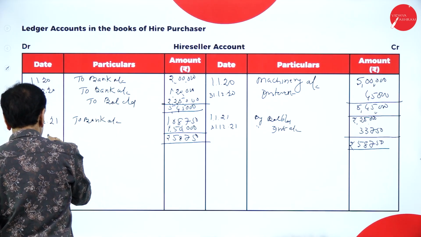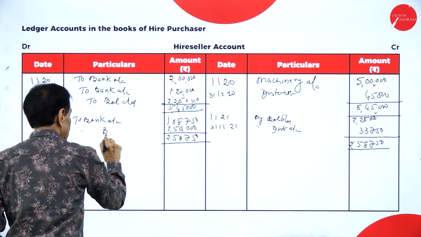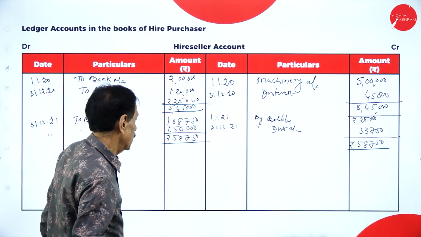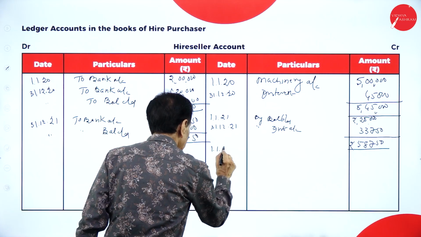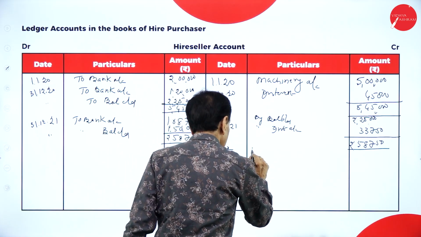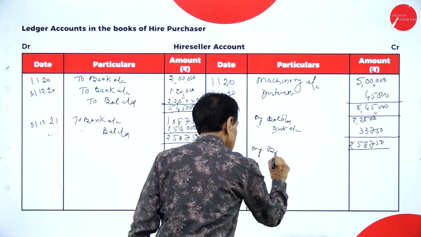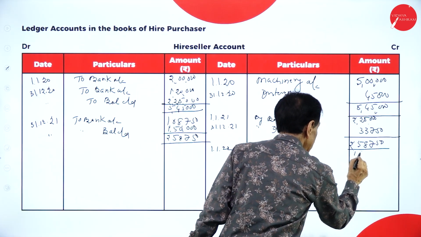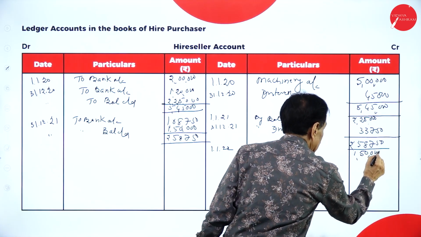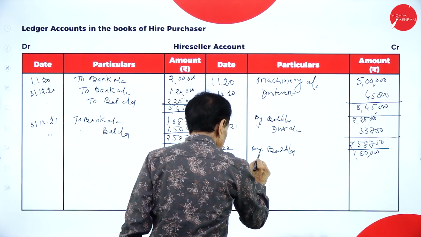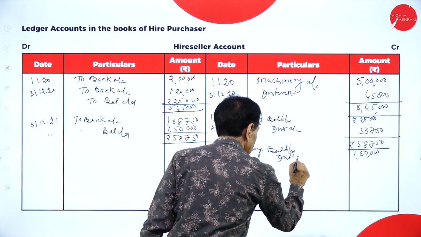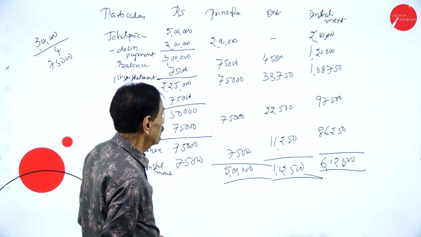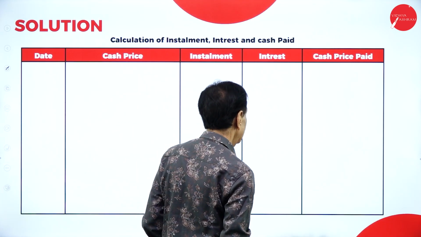Same date, balance carried down. Third year, 1/1/22, by balance brought down, 1,50,000. Same date, by interest. The interest of third year, 22,500.